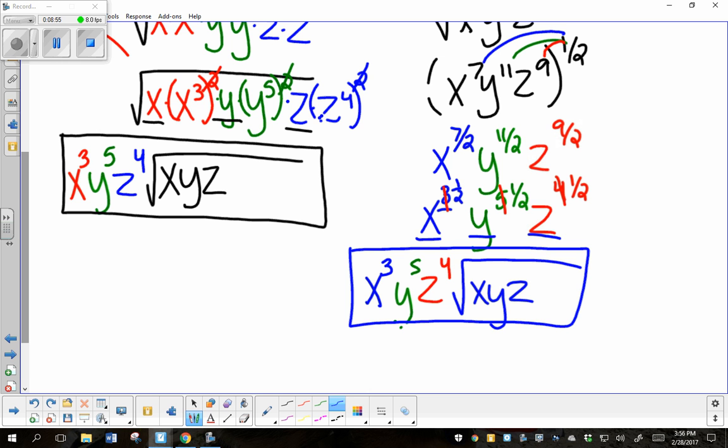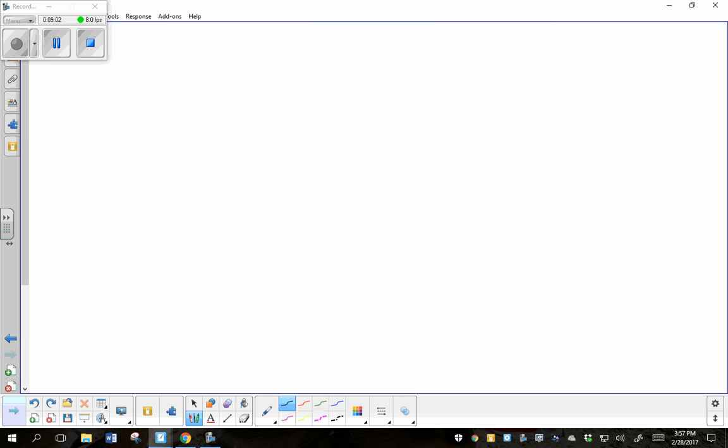Honestly, I'm not sure how well that one works with other, not a square root. So let's try another one here. So for this example, we're going to do the cube root of 16, a to the 7, b to the 14.